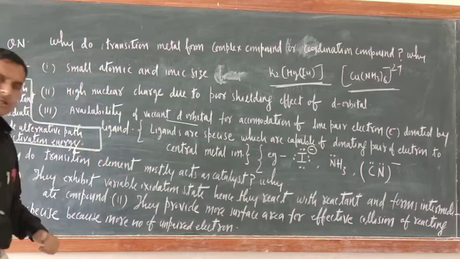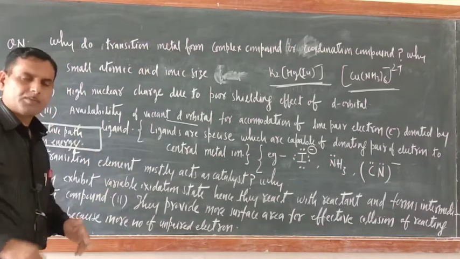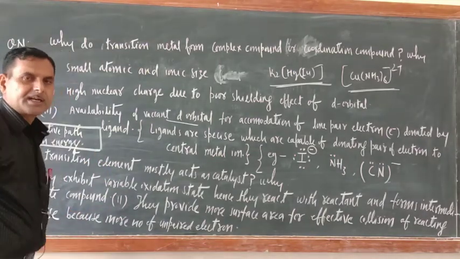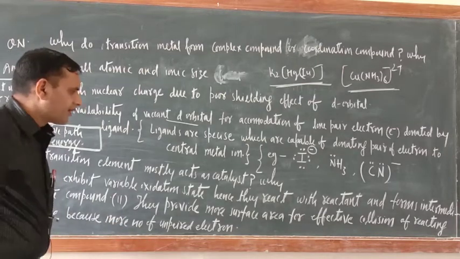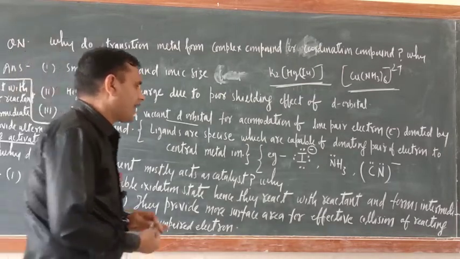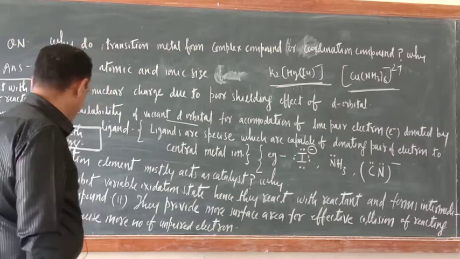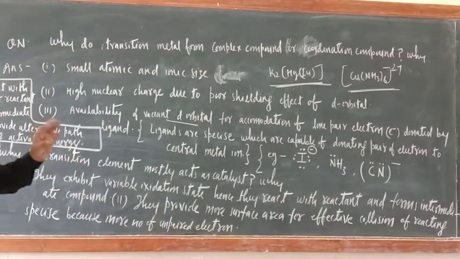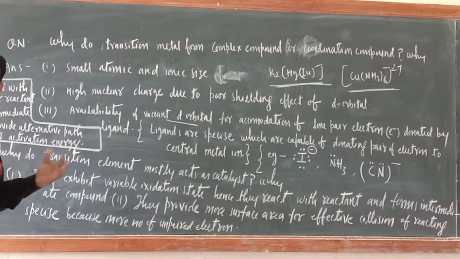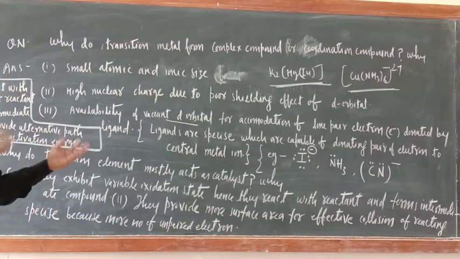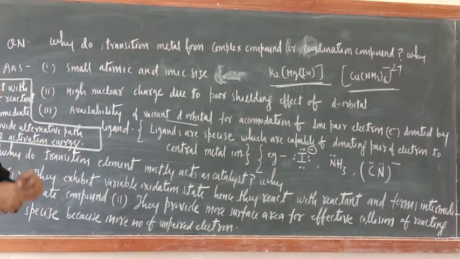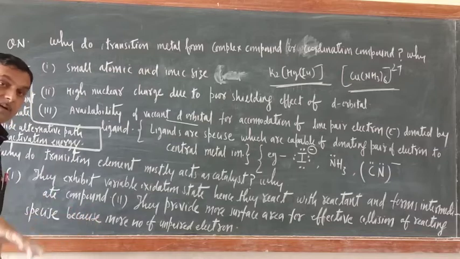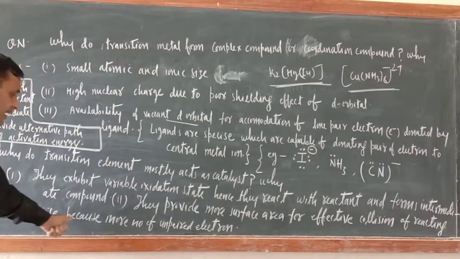The next one is that transition elements provide more surface area for effective collision of reacting species. Try to understand, their surface area is more. Since their surface area is more, it provides a site for the effective collision of the reacting species.